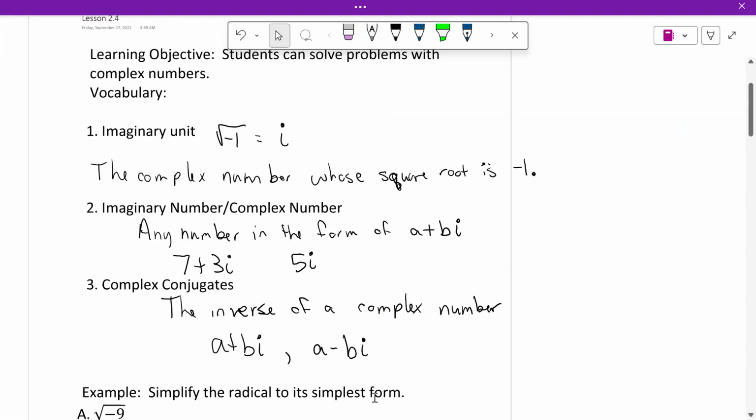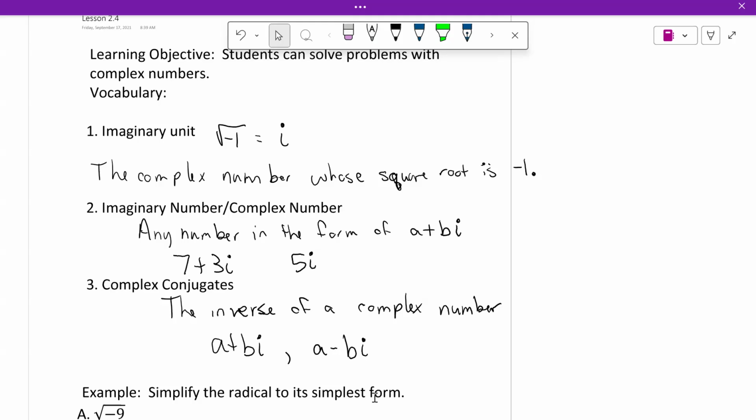All right, here we go. Welcome to the land of fairy dust, pink unicorns, and make believe, because we're using imaginary numbers. But, oh no, imaginary numbers is something we actually use in math, so it's not fairy dust, pink unicorns, or make believe. It is actually something we use.